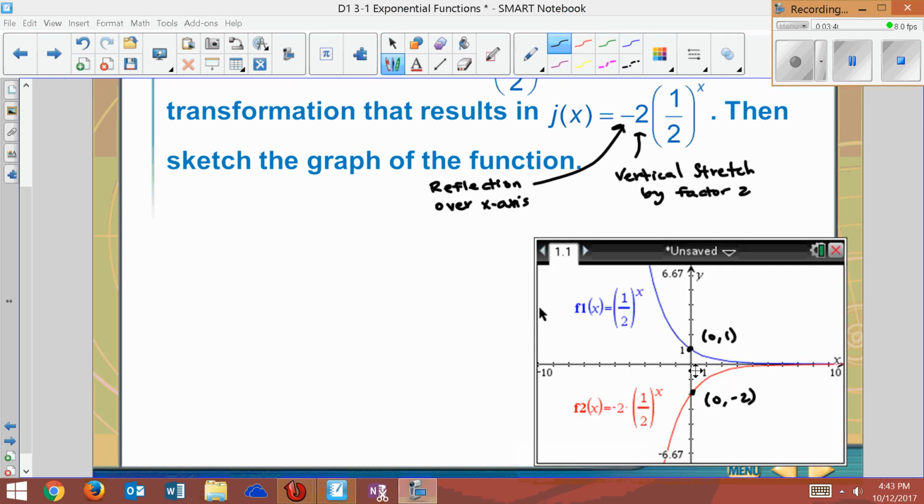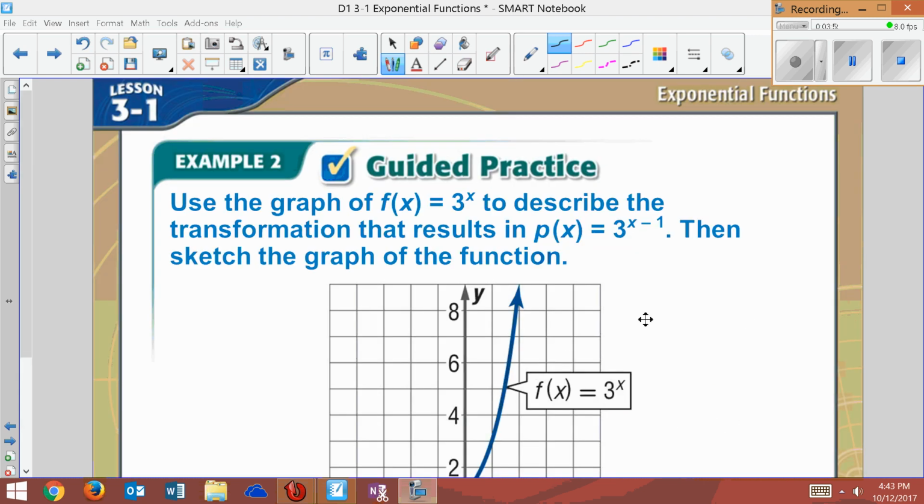All right, now I've got it updated. As you can see, this went from 0, 1 to 0, negative 2 because it's been stretched by a factor of 2. All values just get multiplied by that 2, as well as being reflected. All right, and now you try this one.